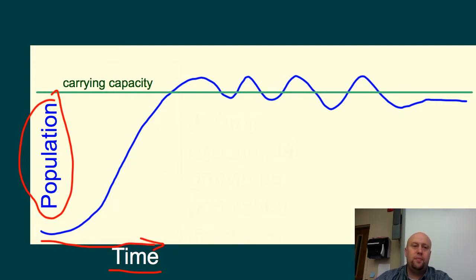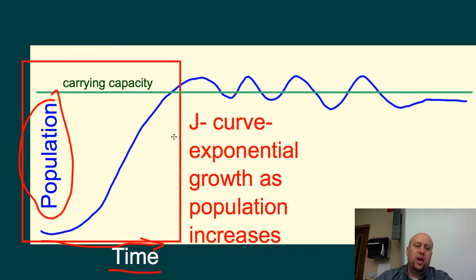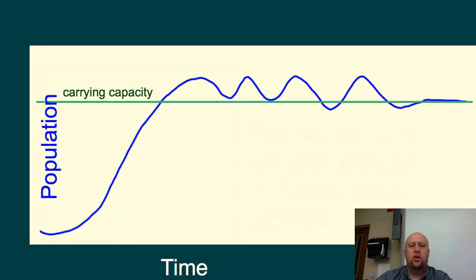Well, in general, if a population is growing, what we have is what's called a J-curve. The J-curve is this part of the graph right here, and I'm going to trace along it. It's the part of the graph where you start out with a low population, and then over the course of time, that population is going to increase. It's called a J-curve because in general that looks sort of like a J. It's starting low and then it exponentially goes up. So that's the J-curve part of the graph.